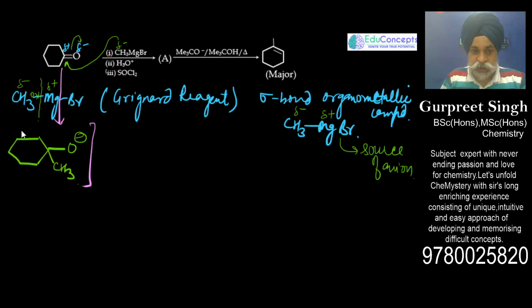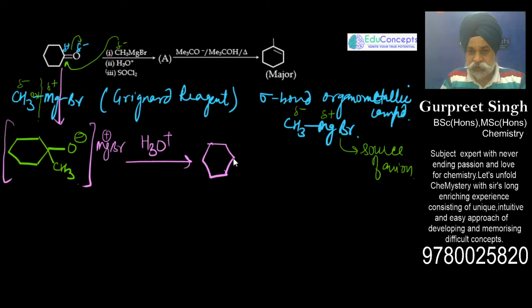Now the counter ion along with it is the MgBr. On hydrolysis, if you do its hydrolysis in acidic medium, what it would generate is an alcohol, and the type of alcohol generated is a tertiary one. Here you end up getting this with the loss of hydroxy magnesium bromide. Now what you have generated is an alcohol.